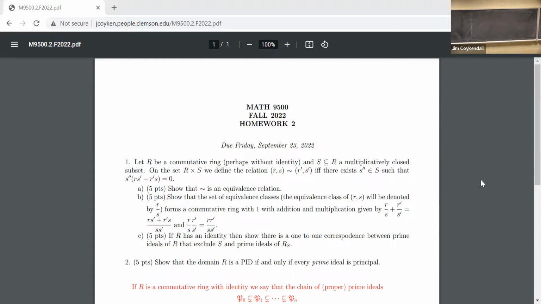Right, so the first thing I want to do is I've posted your next problem set. Let me figure out how to share the screen here. Say a couple words about the next homework set. Yeah, I'm pretending this one's due on the 23rd.